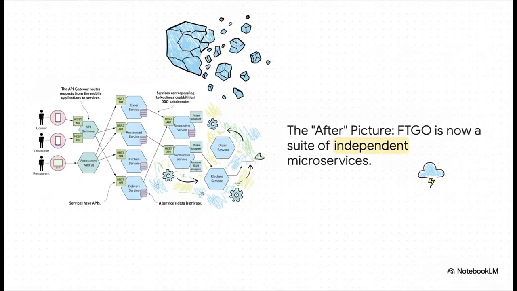And here's the payoff. This is the after picture. It's beautiful, right? The big, tangled monolith has been broken down into this elegant suite of small, independent services. We've got an order service, a restaurant service, an accounting service, and each one has its own private data. Now, if the payment team wants to roll out an update, they can do it anytime they want without affecting anyone else. That is the agility of cloud native.